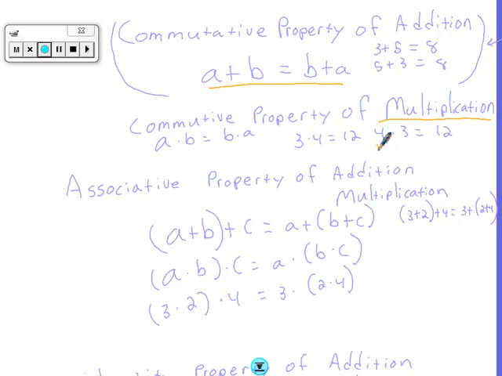Okay? These will still give me the same answer. That's what this property is telling me. Now, this does not apply to subtraction or division, because if I change the order, I'm getting a different answer. So it does not apply to subtraction or division. That's why the properties are listed as addition and multiplication.